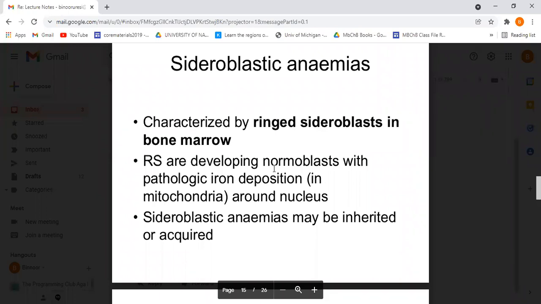Sideroblastic anemias can be inherited or acquired. Acquired is in cases, for example, like lead poisoning. But it can also be inherited, where you have any of those enzymes lacking as an inherited condition. The next slide.